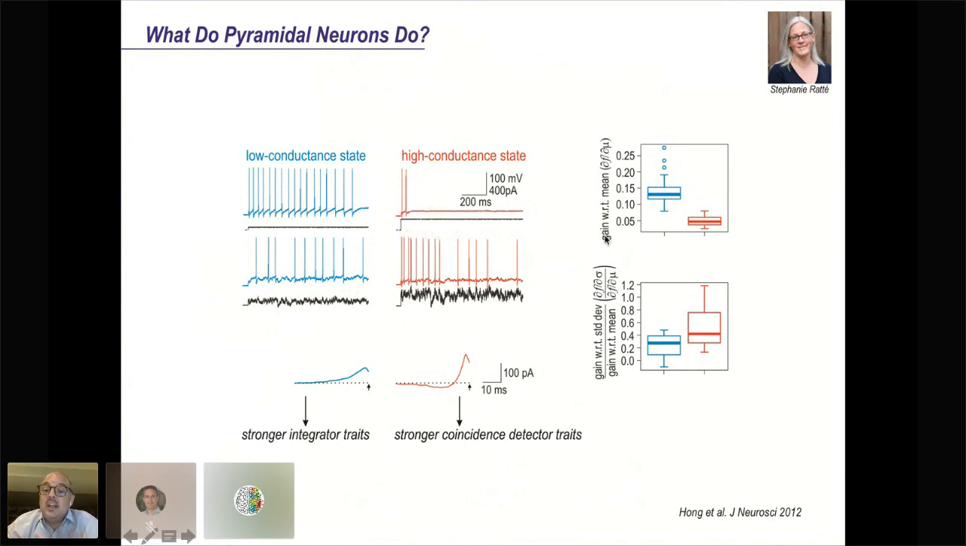And if you look at the firing rate gain with respect to the mean, in this high conductance state, the pyramidal neuron becomes much, much less sensitive to the average stimulus intensity. On the other hand, if you now start causing fluctuations, this neuron becomes relatively more sensitive to those fluctuations than the neuron in the low conductance state, which is behaving more like an integrator. And again, that's reflected in the spike triggered averages, which we measured from these neurons. So just to say that, neurons aren't necessarily one way or the other. They can actually be modulated along this continuum between integration and coincidence detection.